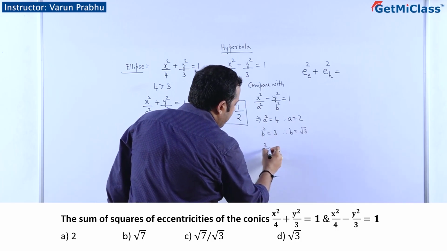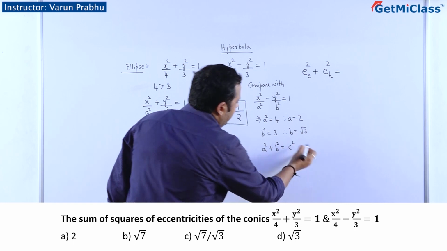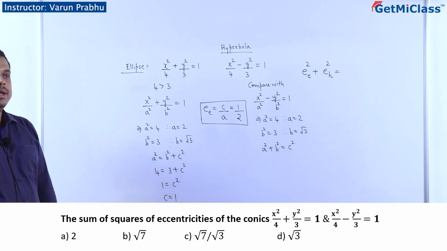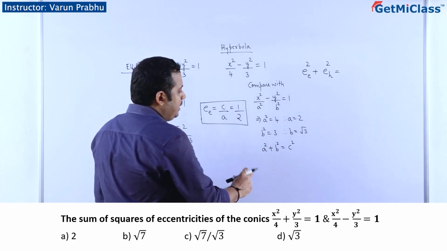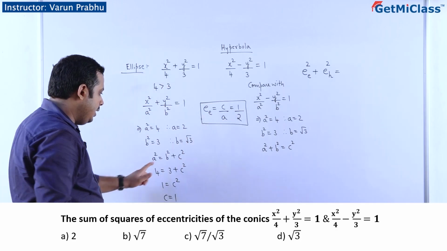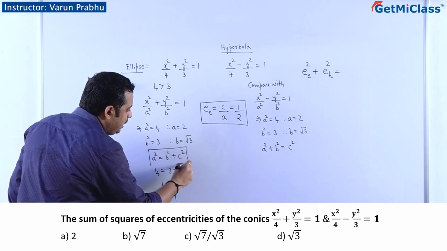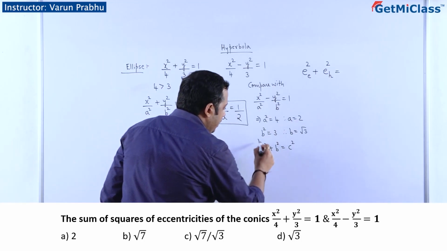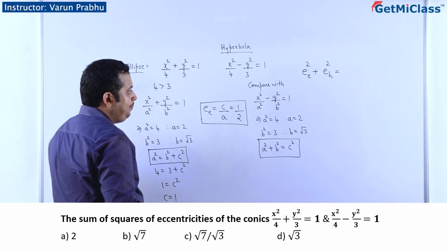Now the relation between a square, b square and c square in the case of a hyperbola is like this: a square plus b square is c square. You can understand the relation here. These two are important things in the case of an ellipse and a hyperbola. Is it okay? These two things you should know correctly.